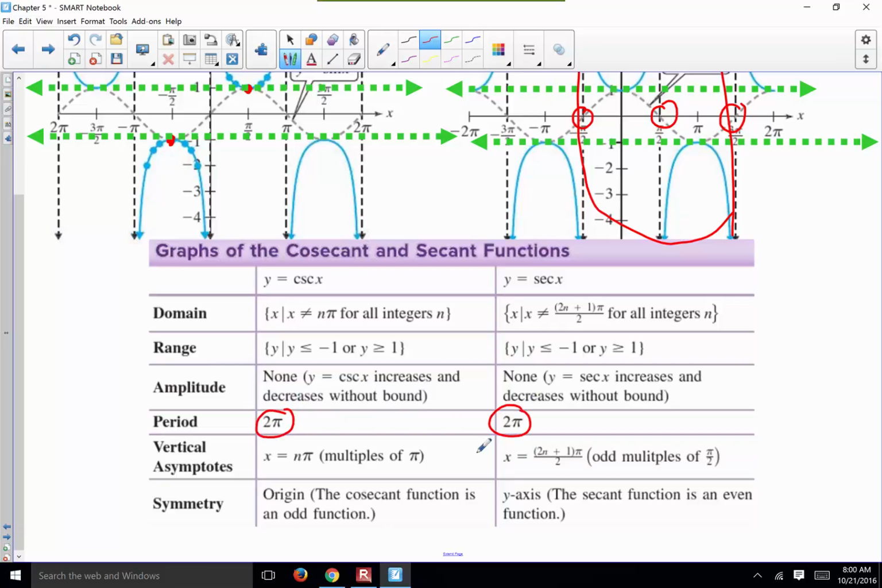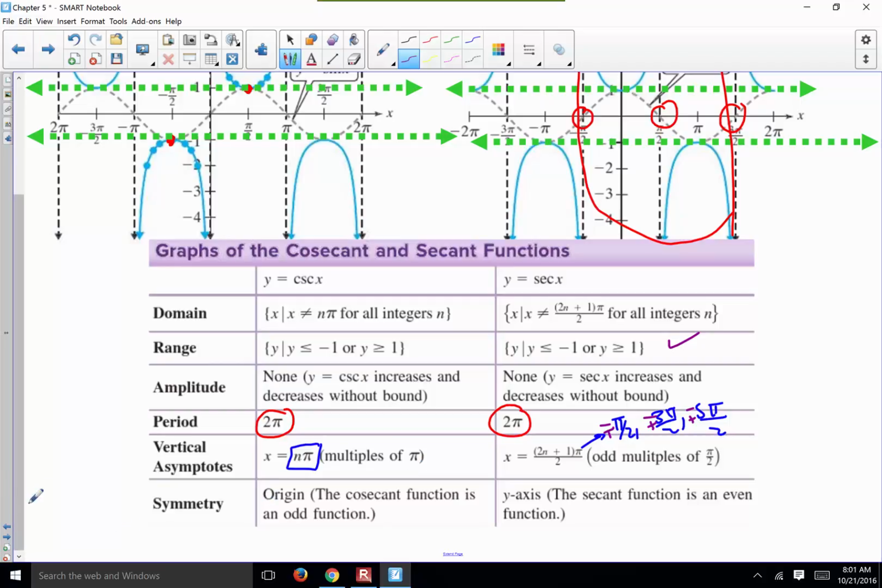Again, both functions have a 2 pi period. Every 2 pi, it keeps repeating itself. It has vertical asymptotes. Cosecant has them at every multiple of pi, like 0 pi, 1 pi, 2 pi. But secant has them at pi over 2, 3 pi over 2, 5 pi over 2. Again, these are pi over 2, 3 pi over 2, 5 pi over 2, negative or positive, both sides. Plus, minus, plus, minus. Okay? And range is again beyond negative 1 and positive 1.